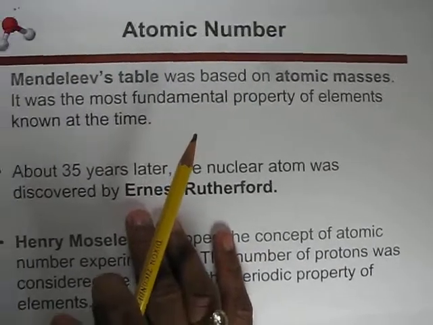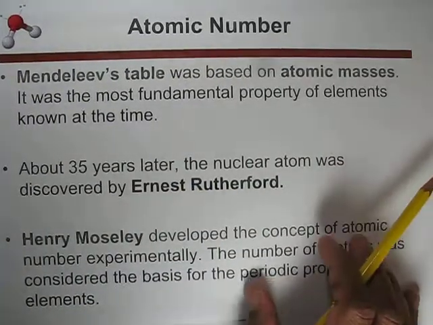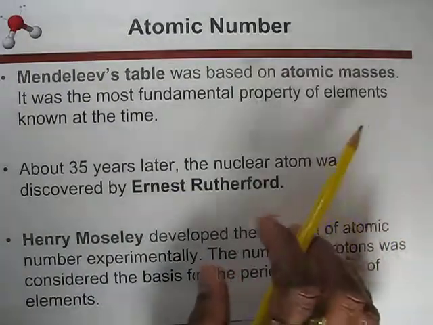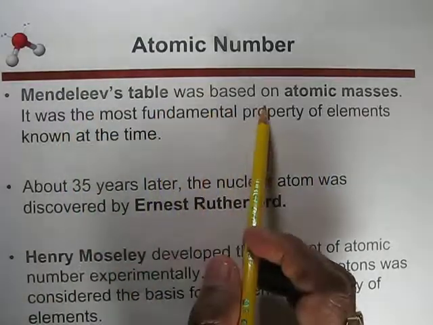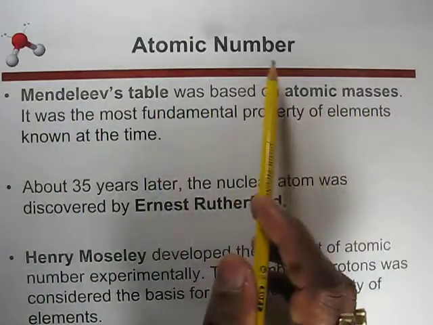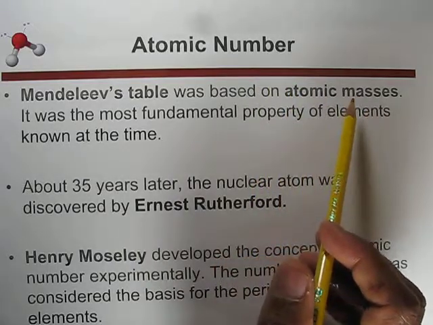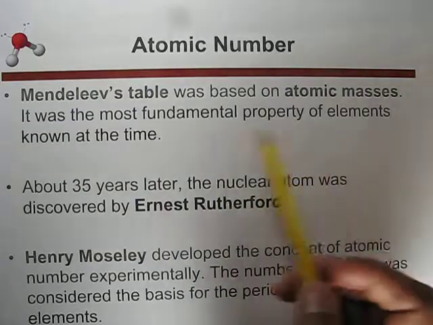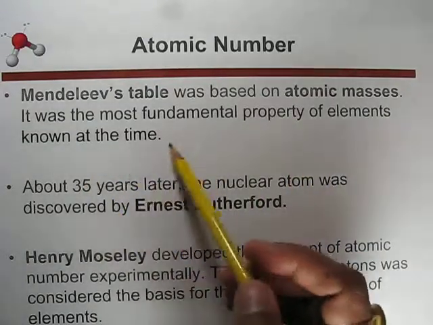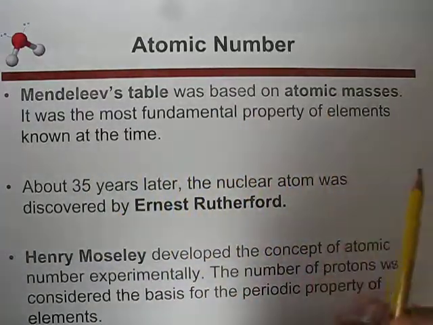And let's see what the view about the atomic number was by Mendeleev. So Mendeleev's table was based on the atomic mass. It was not the atomic number which we currently use, and it was the most fundamental property of the elements known at that time. That is why Mendeleev used atomic mass.